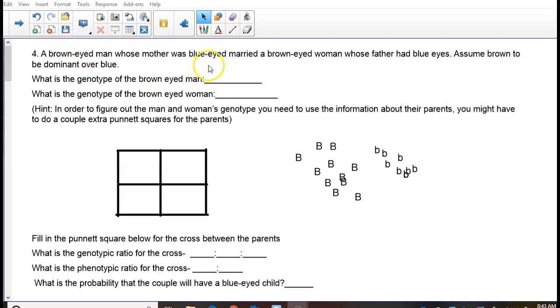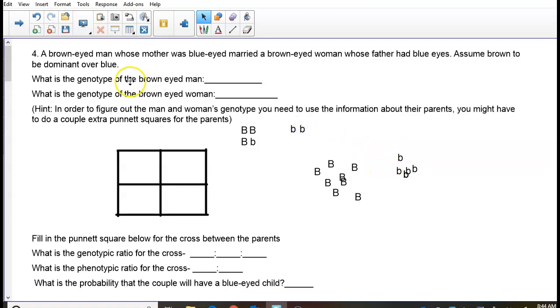Complete dominance means one allele is dominant to the other, so there's only going to be 2 options for phenotypes. It says a brown-eyed man whose mother was blue-eyed married a brown-eyed woman whose father had blue eyes. Assume brown to be dominant over blue. So we know that big B big B is brown. Big B little b would also give you brown because big B is dominant to little b. The only way to get blue is to be little b little b.